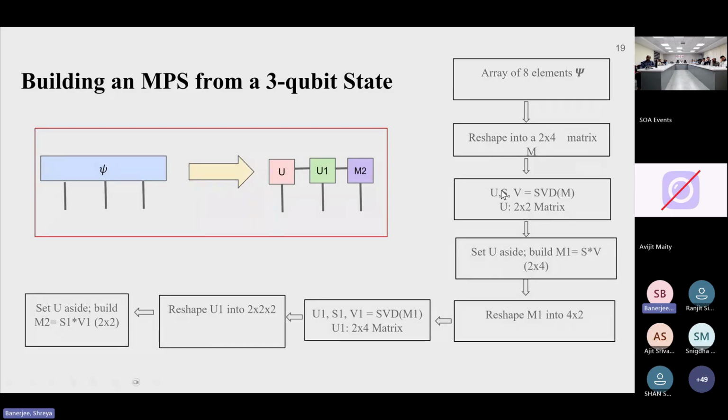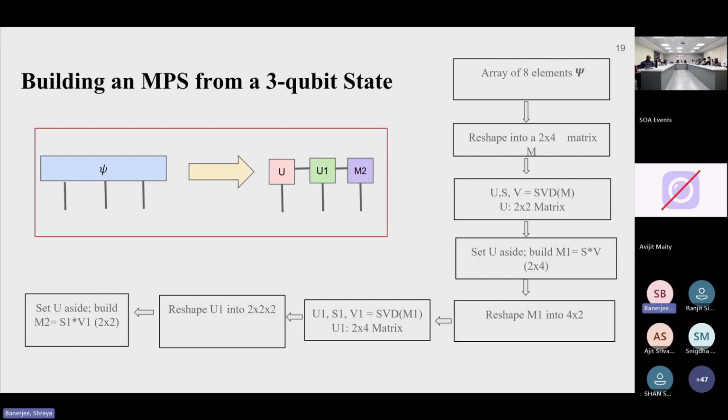We separate it and we build another matrix that is also 2 cross 4. We again reshape it into 4 cross 2 so that we can separate out another 2 cross 4 matrix. And finally, we have a 2 cross 2 matrix left. So instead of an 8 cross 1 dimensional array, now we have U, which is 2 cross 2. We have U1, which is 2 cross 4, and we have M2, which is again 2 cross 2. I'll show it to you, so it will be clearer when we do the demonstration.